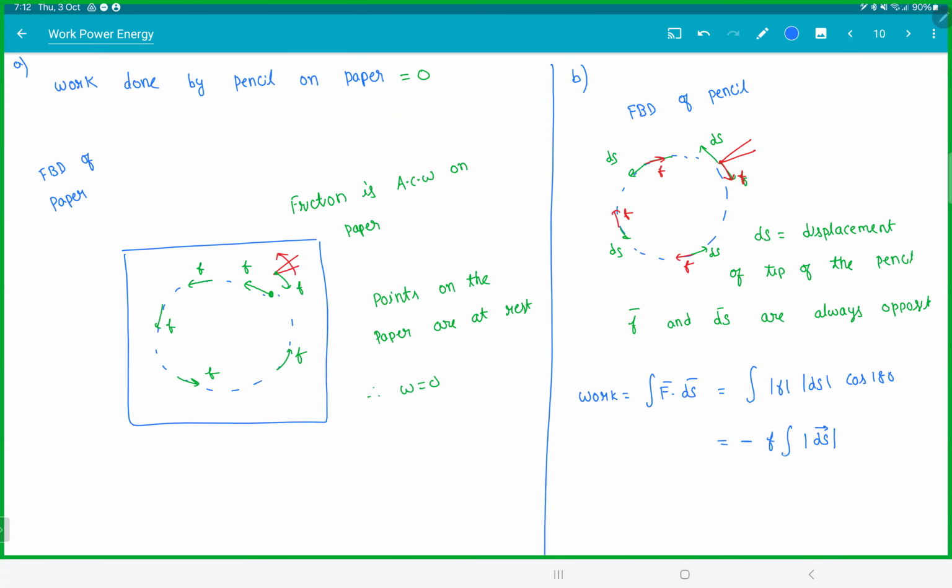So in this case, integral mod ds bar is what? Minus f into 2 pi r. So let me tell you what you studied in school. If the displacement is zero, work done is zero. What is that valid for then? But is this clear, everyone? Any doubts on this page, please ask me.